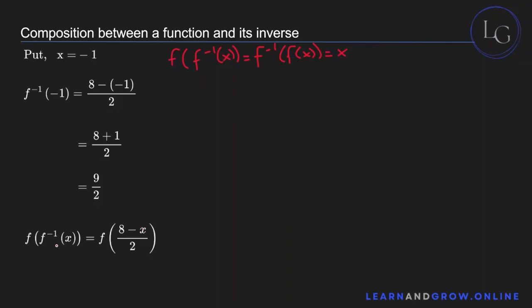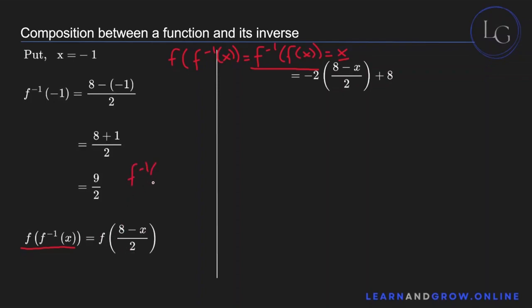So first let's prove that f of f inverse of x is equal to x, and then we'll prove f inverse of f of x after this. Okay, so if you input f of f inverse of x, you get f of 8 minus x by 2, right? Because f inverse of x was equal to 8 minus x by 2. So now you have to input 8 minus x by 2 in the original f of x function. And what was that equal to?